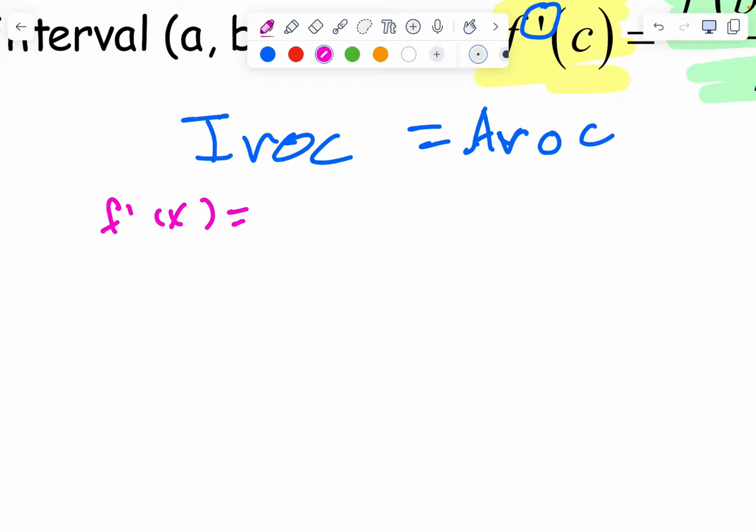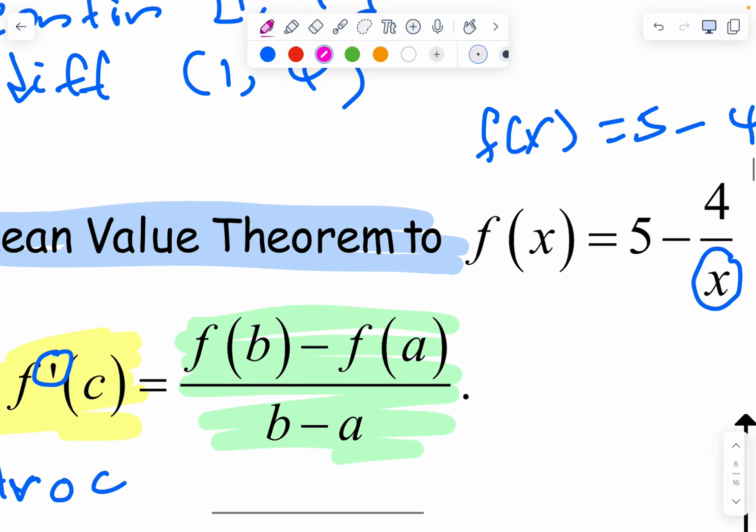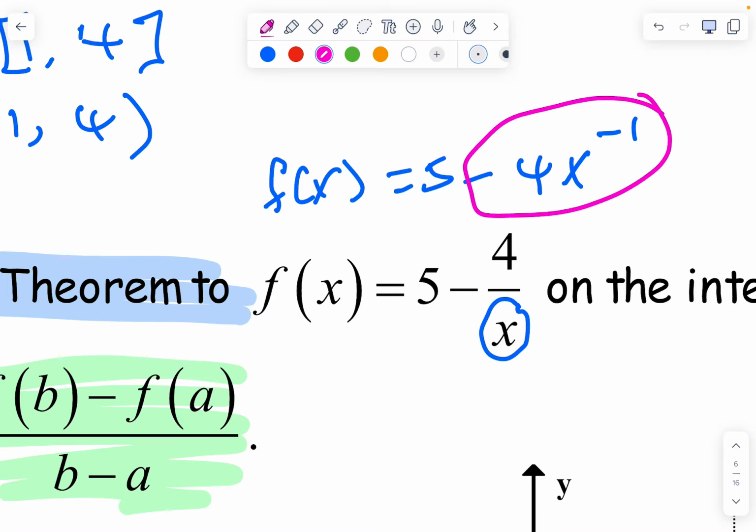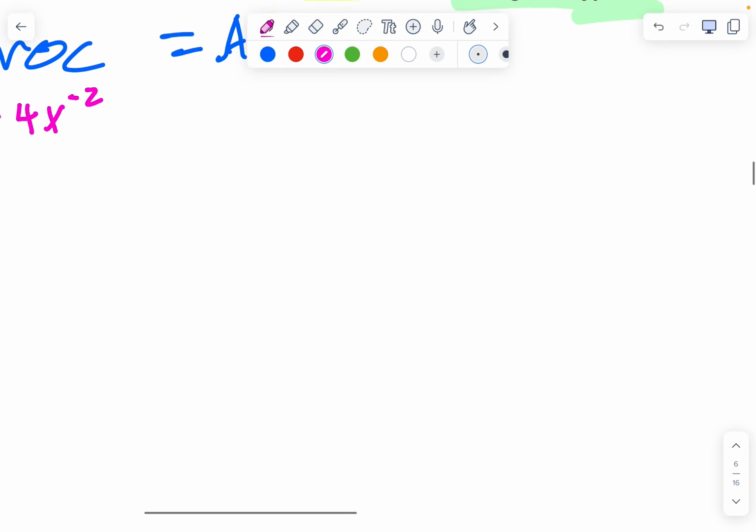Take the power and the constant and multiply. Isn't that simply 4x to the what? Negative. What's one less of that current power? Negative 2. We're right here. Multiply those 2 and make 1 less power. I'm going to move on.